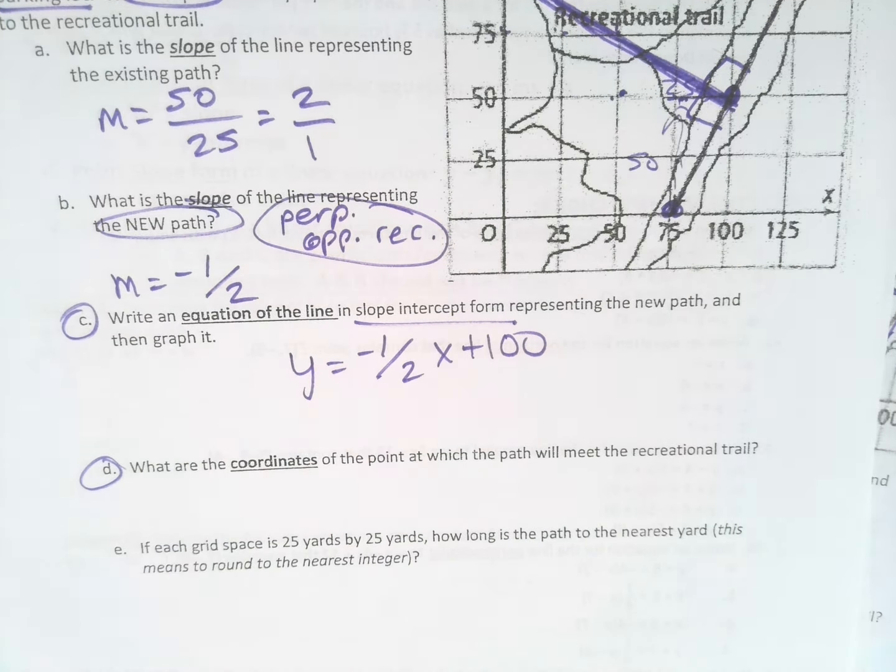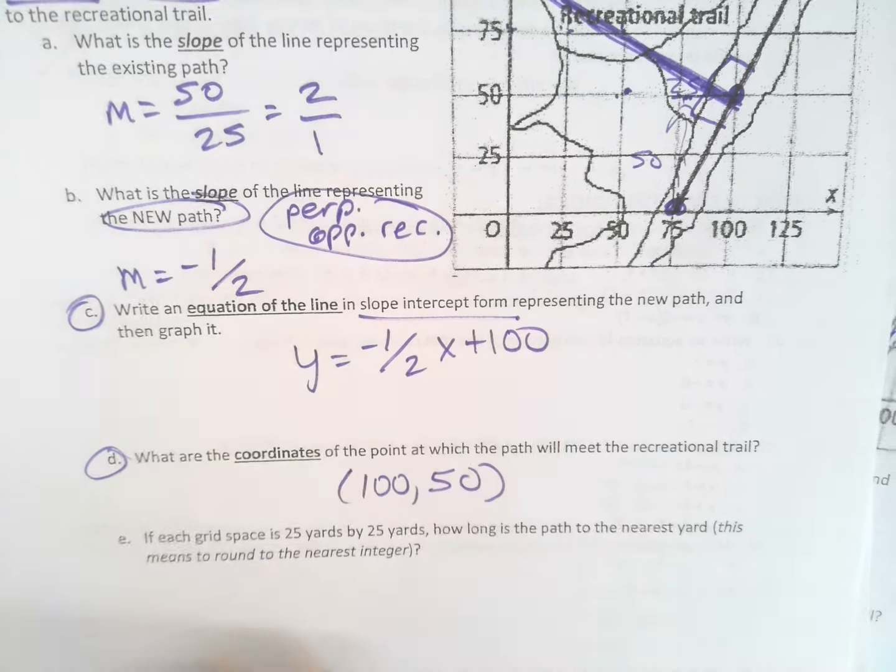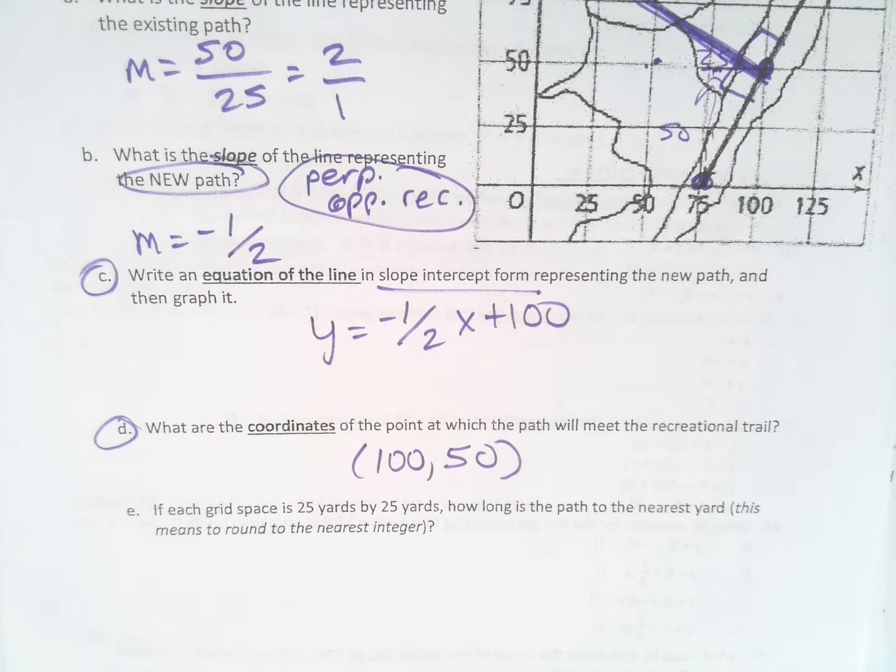This one maybe isn't a mid question because it's just about looking at a graph. But how about, say, it's actually not a bad throw. How about Bree? What's the coordinates where our new path is going to meet the recreational trail? 100. Hey, just making sure we got the X and the Y right there. Bree's got it. Hundo and 50. Let's go.